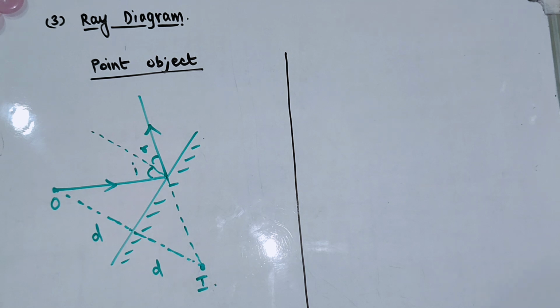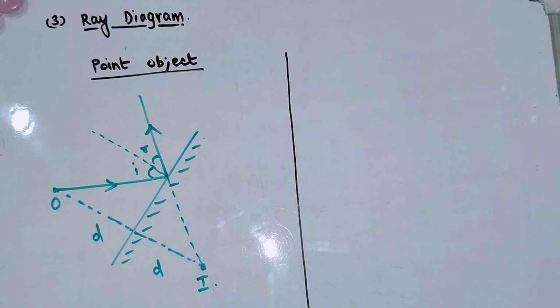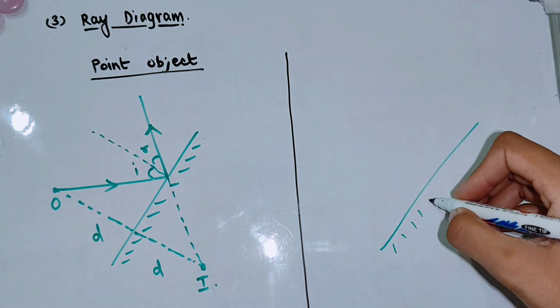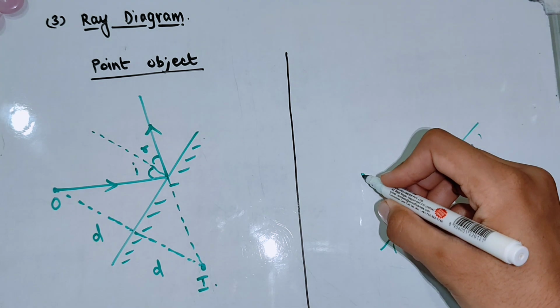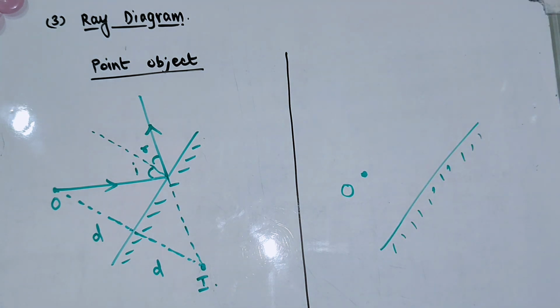Let's now see how we draw the ray diagram in a plane mirror of a point object. Here I have made the final diagram, and here I am going to show you the step-by-step procedure to make the diagram. So here I have my mirror. Here I have the object. Now the first thing that we have learned is this, and this is how I like to remember it, and you can also do the same.